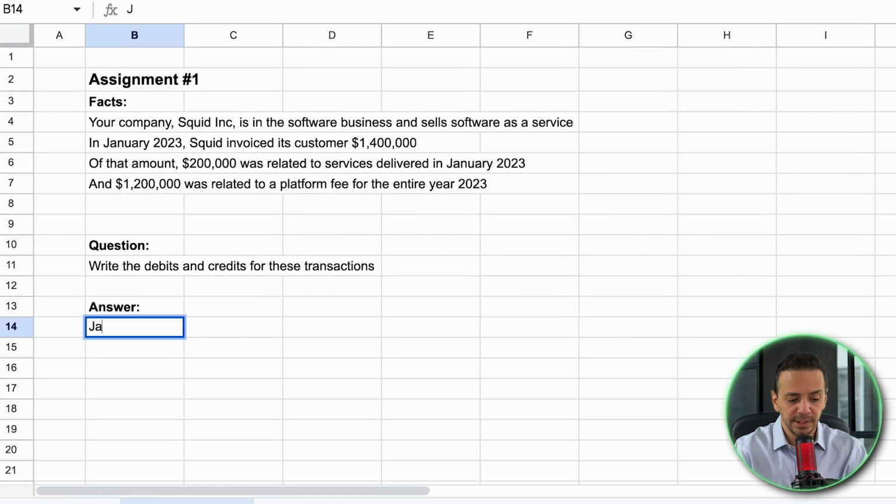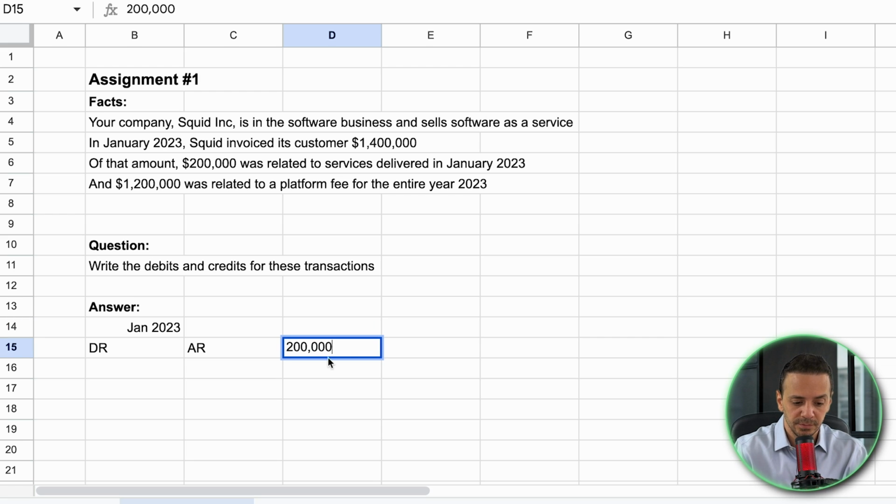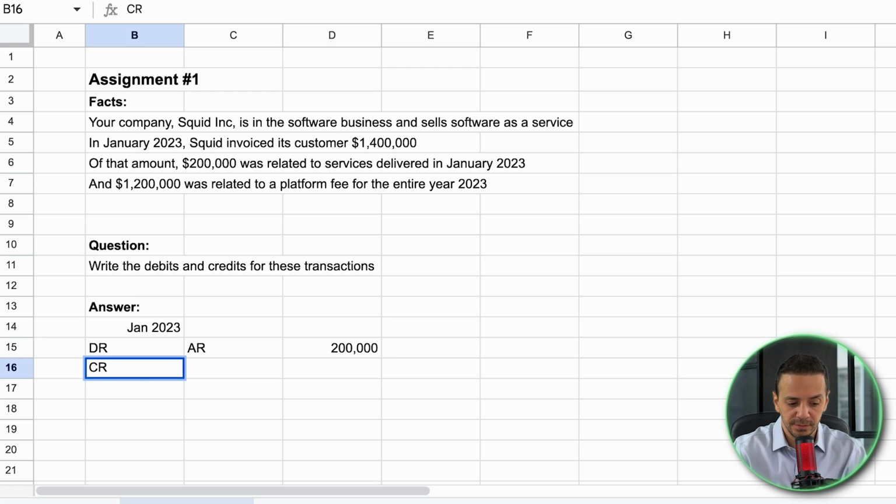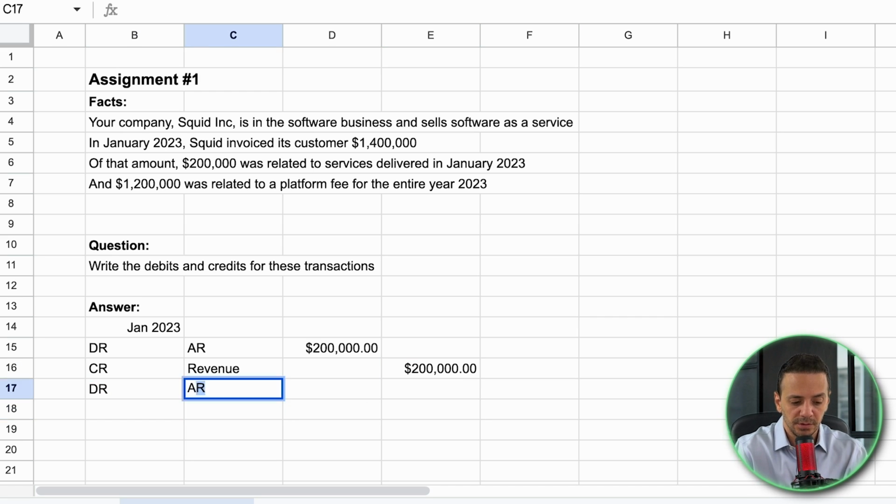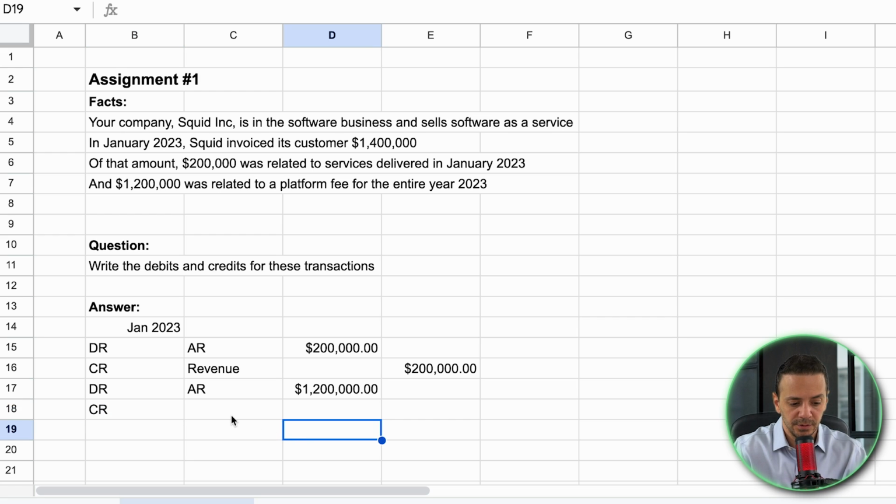But the answer will go that in January of 2023, we are going to record a debit to accounts receivable for the $200,000 and a credit to revenue for $200,000 as well. And for the deferred revenue piece, we also will have a debit to accounts receivable of $1.2 million and a credit to deferred revenue, which is a liability account.